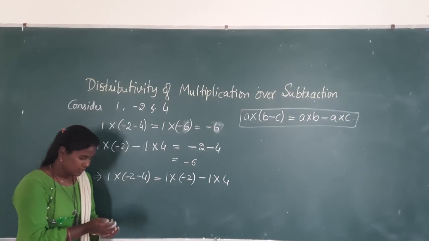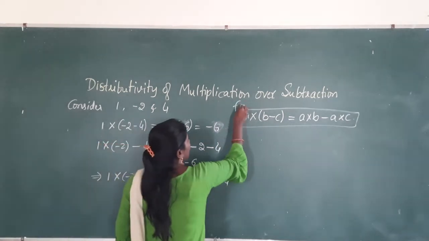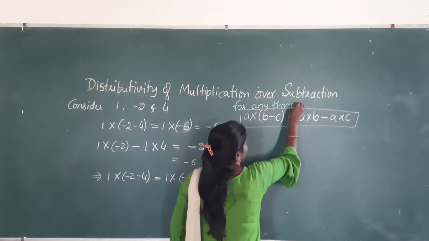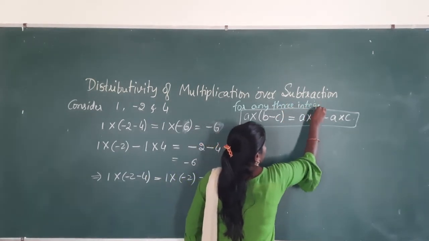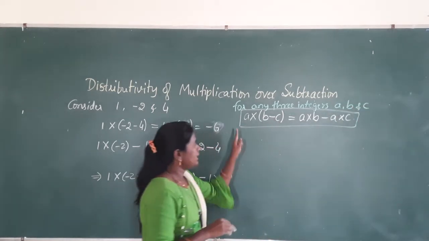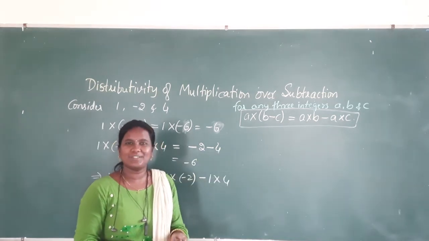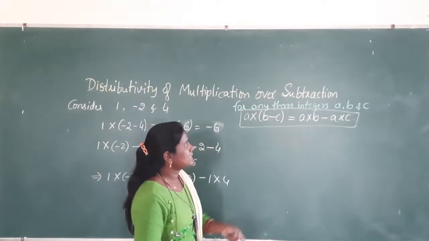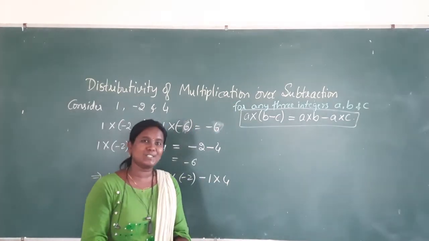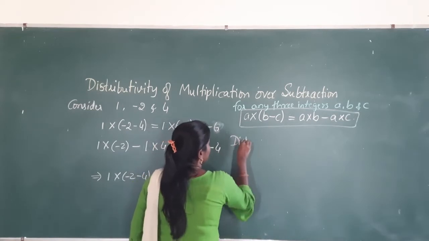Are you getting? So what are we going to conclude here? In general, for any three integers A, B and C, A into B minus C is equals to A into B minus A into C. So here it is clear that distributivity of multiplication over subtraction is also true for integers. Concluded.